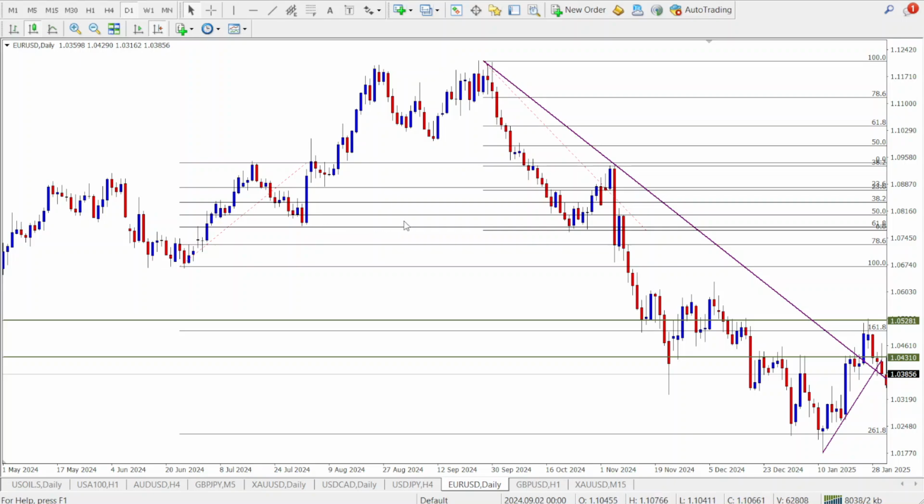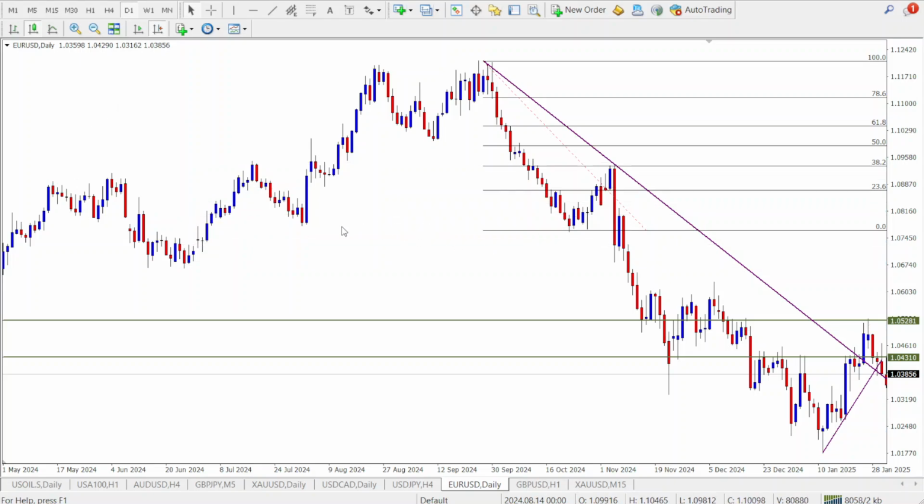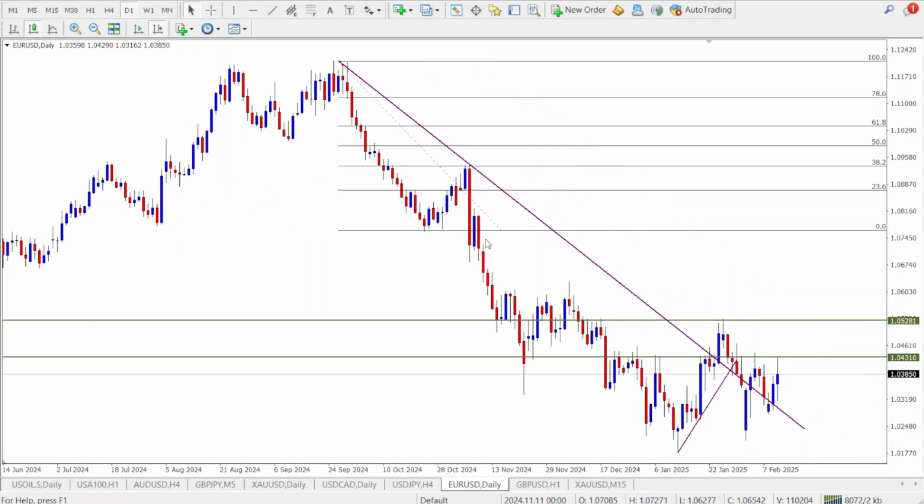In this case, you can see that it got rejected around the 61.8%. Okay, so if it is a buy trend, it's going to be from swing low to swing high. If it's a sell trend, it's going to be from swing high to swing low.